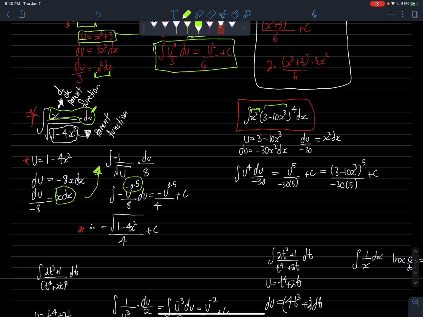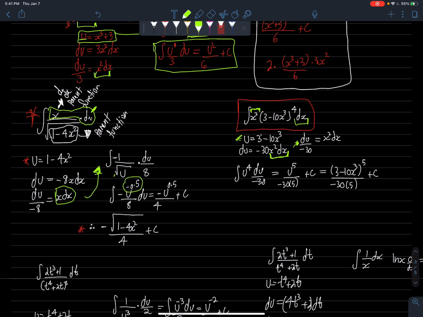So setting u equal to 3 minus 10x cubed, you get du, right? And what do we need? We need x squared, and we need the dx, right? So this is the term that we need. Isolate for it here, and then plug it in, right? You get u to the 4, substituting this in for u.